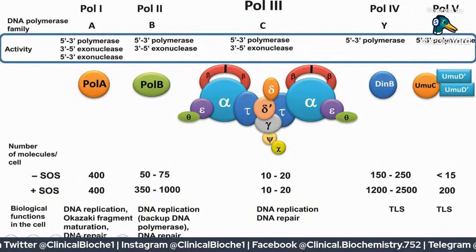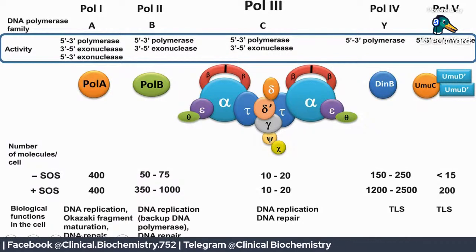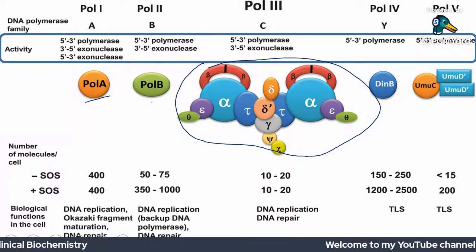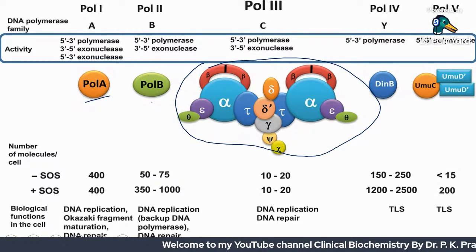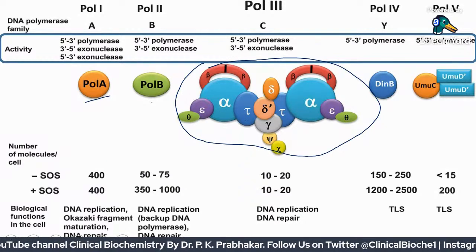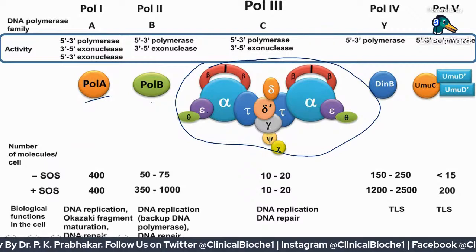This is polymerase 1, 2, 3, 4, 5. If you see this one, polymerase 1, polymerase 2, and this is the third polymerase. See how many components it has. It needs 10 to 15 protein components, and so it has 2 alpha, 2 tau, epsilon, and every component has its own significance. Later on, I will tell you their functions.